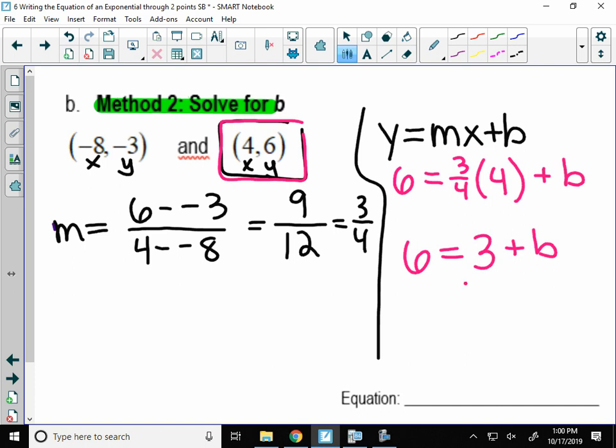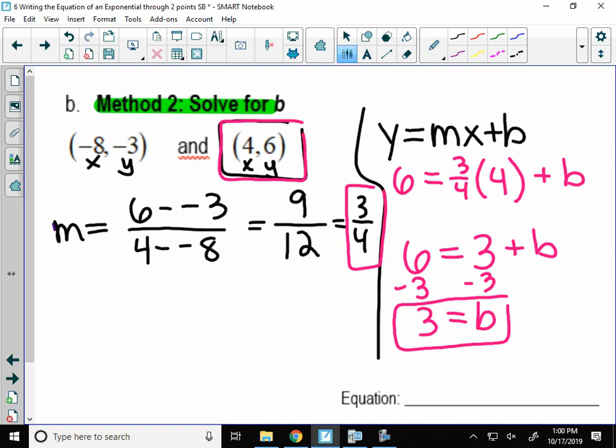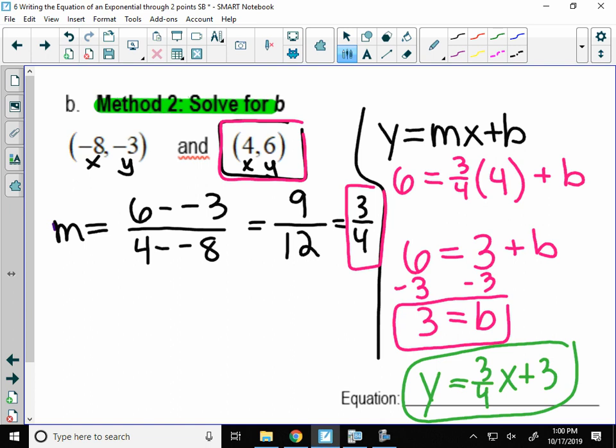Now I'm going to subtract the 3, and what's my starting value? 3. Okay, so if I know 3 is my y-intercept, and 3/4 is my slope, what is my equation of this line? All right, that's your answer. Not hard, right? Now, I only did this because it's a similar process to what we're going to do in a few minutes, but we're not in the linear unit. We are in the exponentials and logarithmic unit, so we're going to focus now on exponentials.